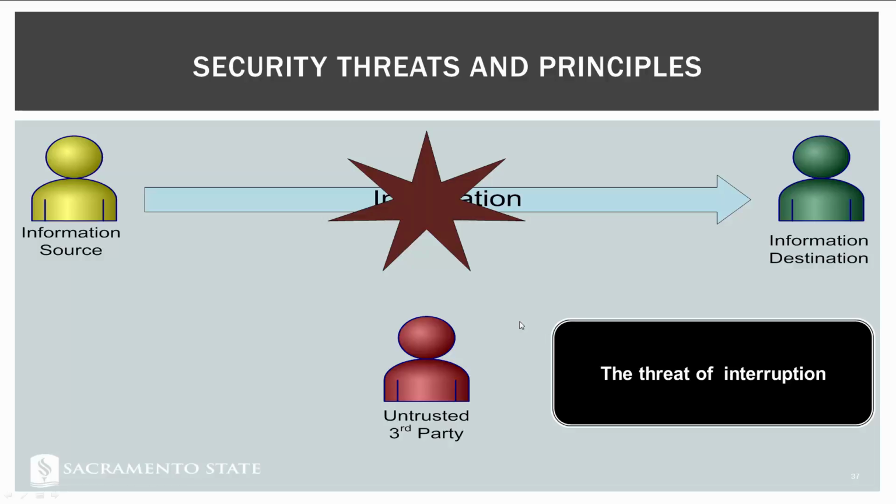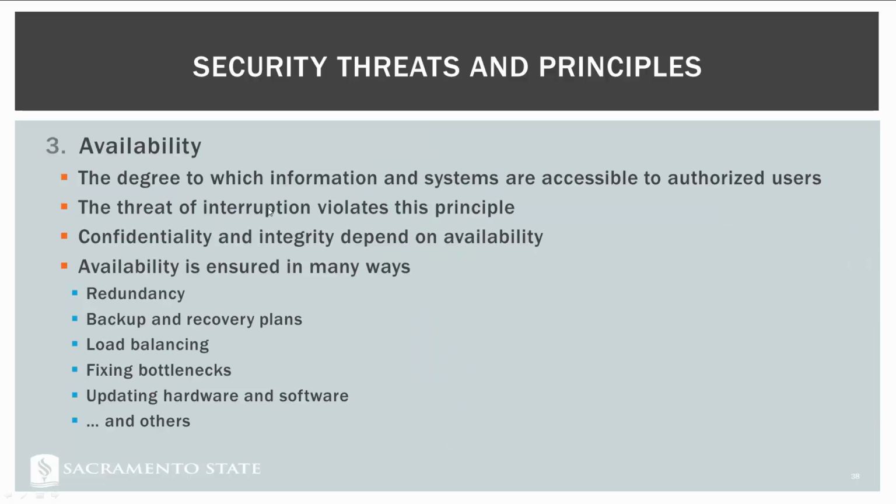What happens if information is interrupted? All right? What happens if it doesn't ever make it to the destination? Well, that's actually a violation of the third main principle that we'll talk about, called availability. So we want to have our systems, our information, available to authorized users whenever they need it. Confidentiality and integrity, the things we already talked about, actually depend on these things being available.